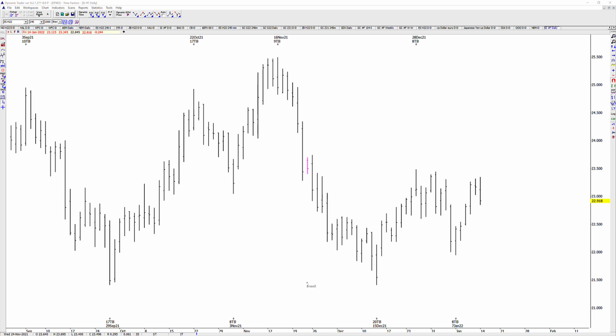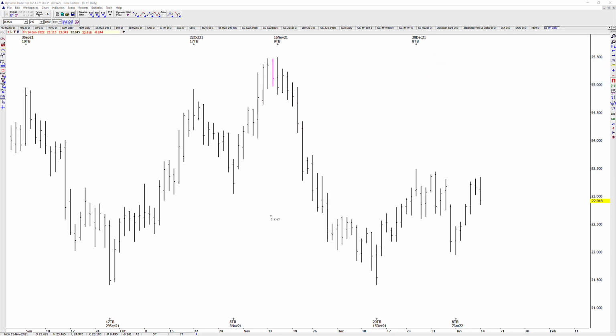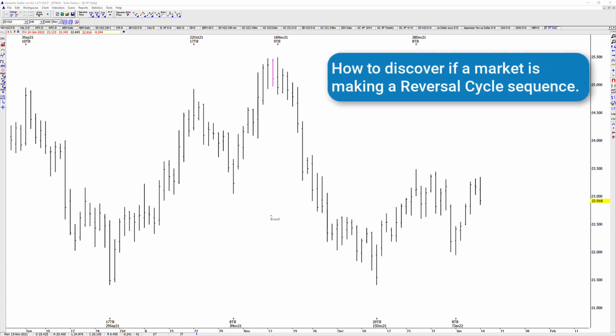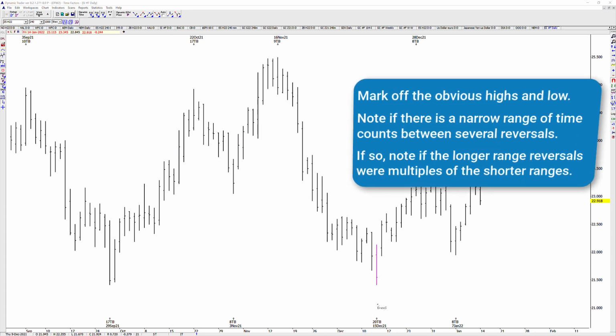So this is silver daily data, and it's about 3 or 4 months worth of data also. And let's first take a look: how do I find these reversal cycles? Every market certainly doesn't have them, but if I see on a chart fairly well-defined swings of approximately the same length, I just mark off the obvious highs and the lows, as I've done here.